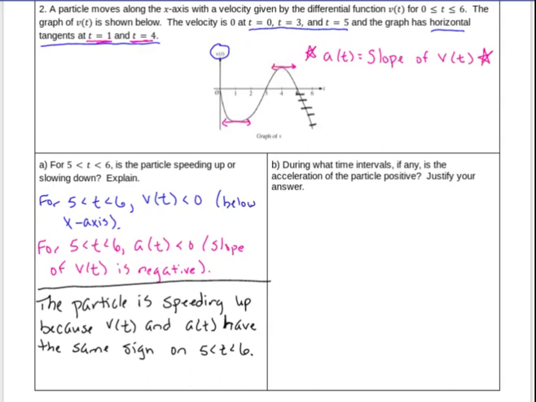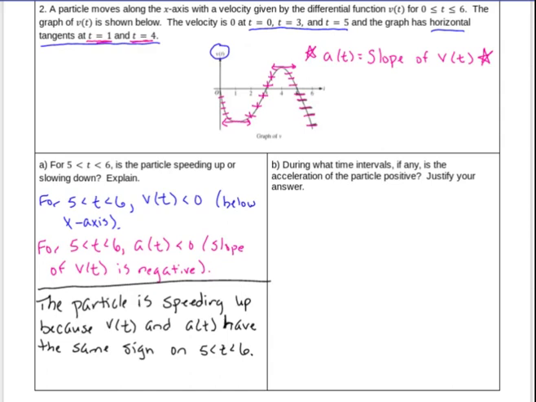Well, from 0 to 1, my function is decreasing, which means I have a negative slope. Then from 1 to 4, my function is increasing. I have a positive slope. And then from 4 to 6, my function is decreasing. I have a negative slope.